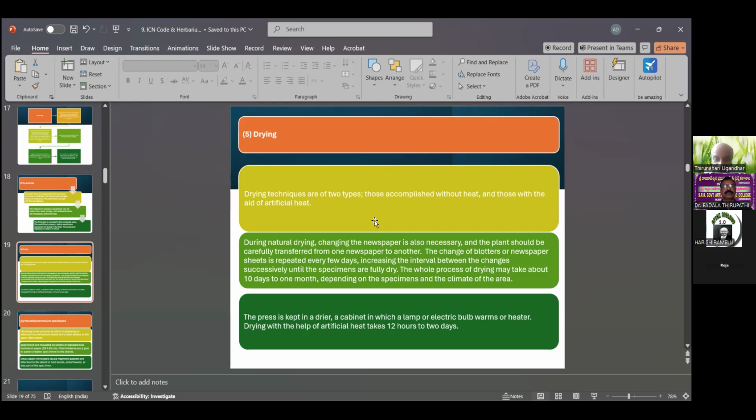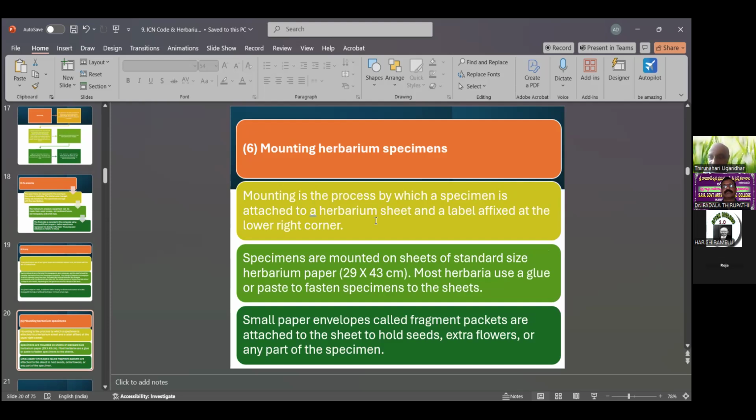That is one. Heater drying with the help of artificial heat takes 12 hours to a maximum of 2 days, and 12 hours is the minimum time period for drying twigs for the preparation of the herbarium. Then the sixth point is mounting herbarium specimens.